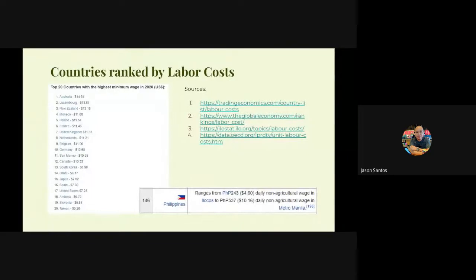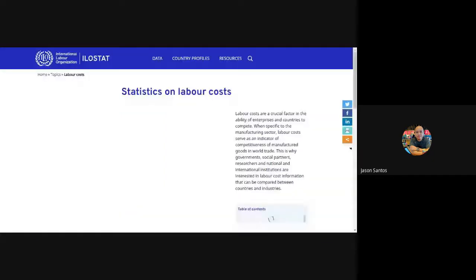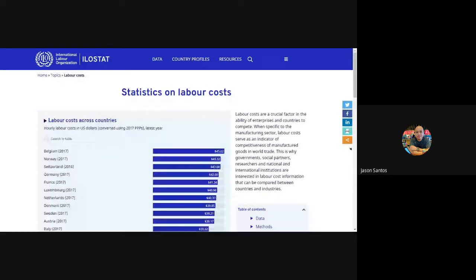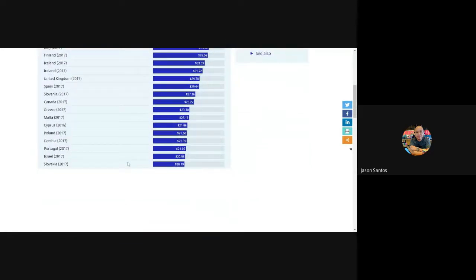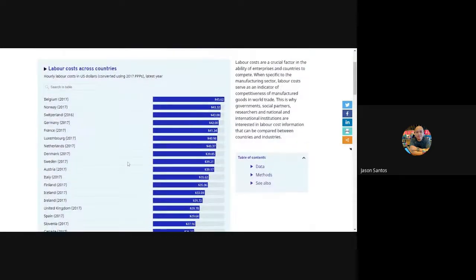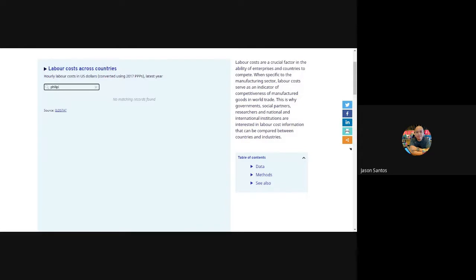So let me go to my third source. Sa Ilostat. International Labor Organization. So ito, kaya may variation kasi yung latest data nila 2017 pa. So medyo outdated na to. Walang Philippines, no? Yan.